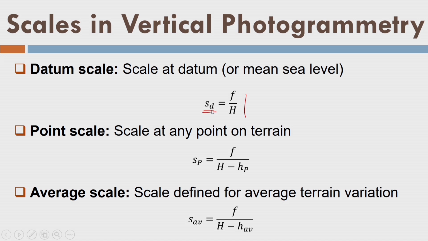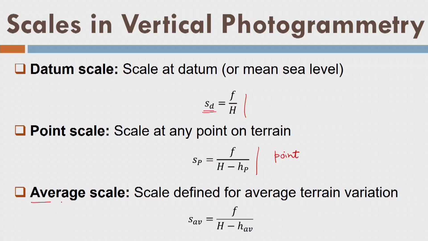Okay, what if the point lies above the datum? This is going to be the scale, and that is called the point scale, because this varies from point to point. Okay, now as we know that terrain is always varying, because of that we will have different elevation at each point.